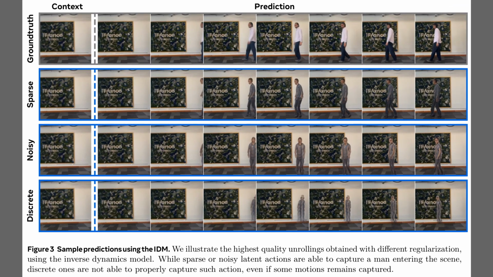Well, Figure 3 visualizes exactly how those regularization choices play out in practice. The top row establishes the ground truth, showing a person walking into the frame from the right. In the middle rows, we see that the sparse and noisy continuous models successfully capture this complex entry, rendering a recognizable figure. By contrast, the bottom row reveals that the discrete model struggles significantly, producing only a blurry ghost instead of a clear person, which suggests that quantization limits the model's ability to handle diverse, real-world motion.